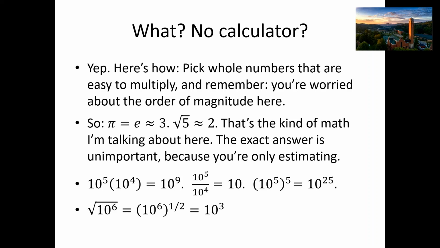So in that case, what we do to make that possible is we use estimates for certain numbers to make them easier to calculate. So pi is 3, and e is 3, and the square root of 5 is 2. And that's the kind of math we're talking about here. The exact answer is unimportant because we're order of magnitude estimating. 2 times 10 to the 25th or 3 times 10 to the 25th, who cares? It's 10 to the 25.